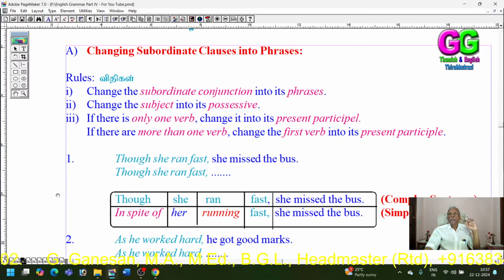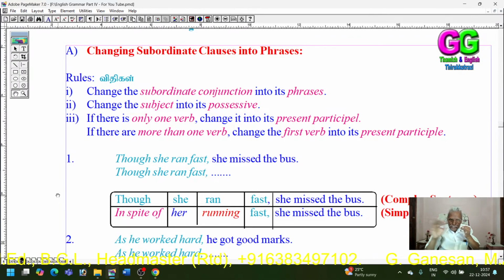Now let us see changing subordinate clause into phrase. See, what are the grammatical rules we have to follow when converting a subordinate clause into a phrase? Three rules, that's all. First of all, the subordinate conjunction should be changed into its phrase.